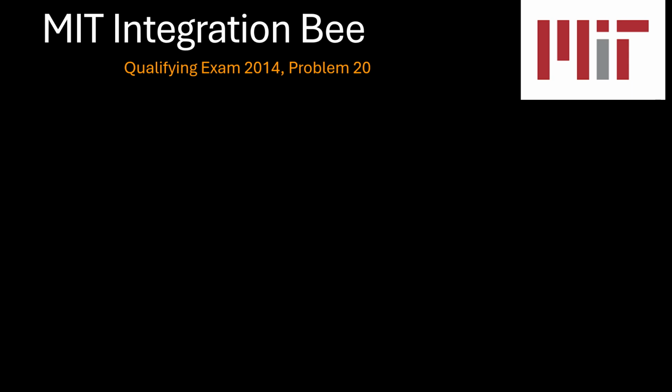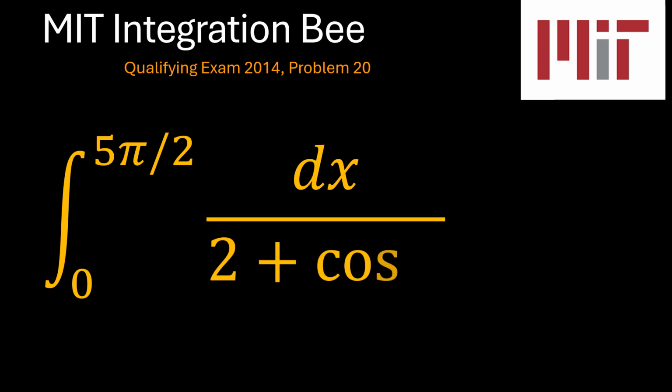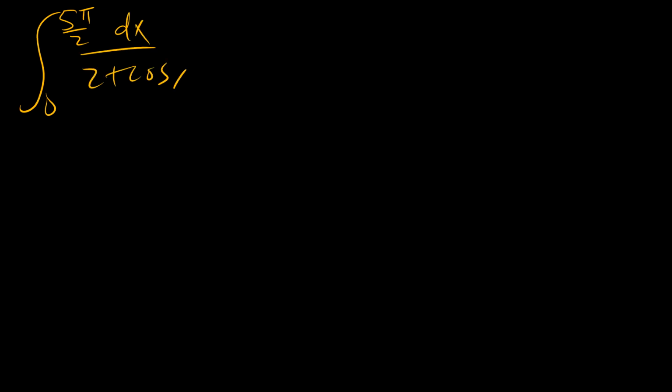So onto the MIT Integration Bee qualifying exam 2014, problem 20, and this is the last problem, which is the definite integral from x equals 0 to x equals pi over 2 of 1 over 2 plus cosine x. So this is actually a tricky problem, and we are going to see how we may be able to solve this. So this is our problem, the integral from x equals 0 to x equals pi over 2 of 1 over 2 plus cosine x.